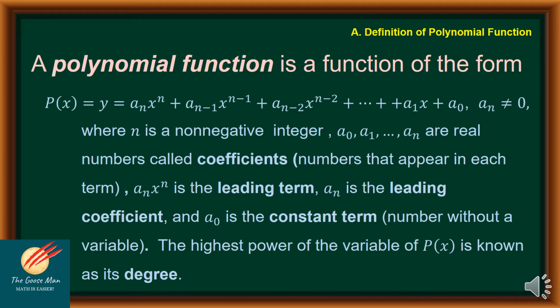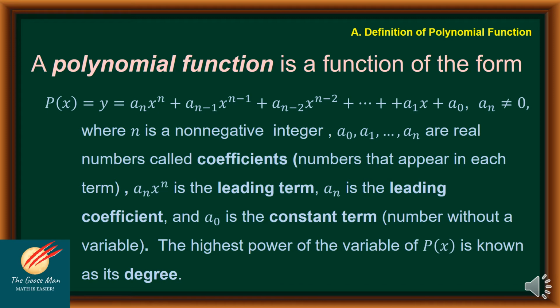A polynomial function is a function of the form p of x is equal to a sub n, x raised to n plus a sub n minus 1, x raised to n minus 1, plus a sub n minus 2, x raised to n minus 2, until a sub 1, x plus a sub 0, such that a sub n is not equal to 0, where n is a non-negative integer. A sub 0, a sub 1, until a sub n are real numbers called coefficients, meaning to say these are the numbers that appear in each term.